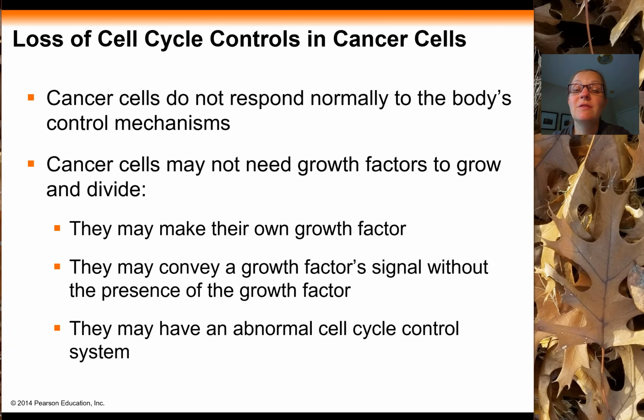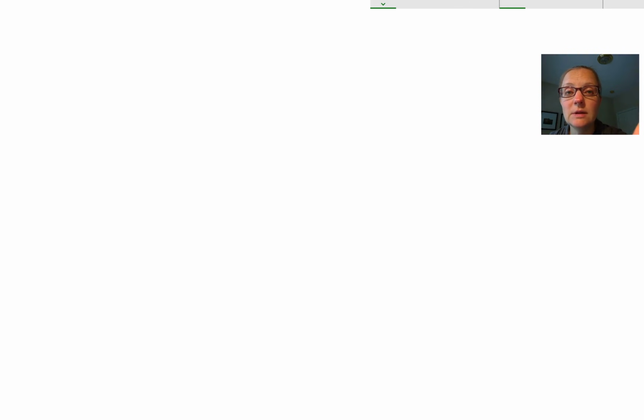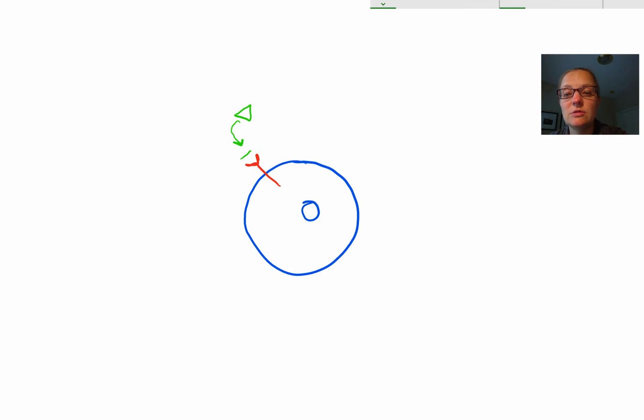Number two, they might convey a growth factor signal without the presence of a growth factor. This one is a little bit more difficult to understand. So let's say we've got a normal cell, and here's my little normal cell, there's its nucleus. This particular cell has receptors for a growth factor. Let's say here's our little growth factor, it's a little triangle. Anytime the growth factor binds to the receptor on the outside, the cell can respond to the signal that the growth factor is sending, which is, hey, you've got to divide now.